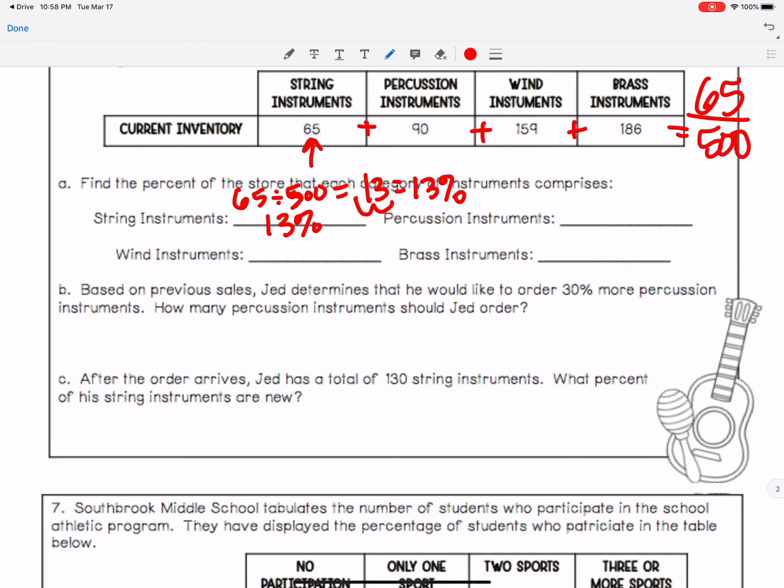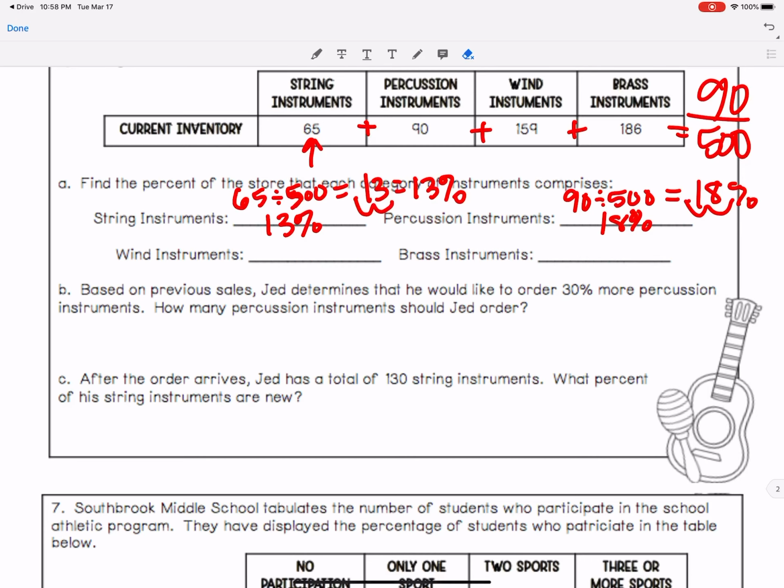Percussion instruments, there's 90 of them. I'm going to erase 65 over here and write 90. One way that we can figure this out is just to do 90 divided by 500. If I type that in my calculator, I get 0.18. If I move my decimal 2 places to the right, that gives me 18%. So 18% of the instruments are percussion instruments.